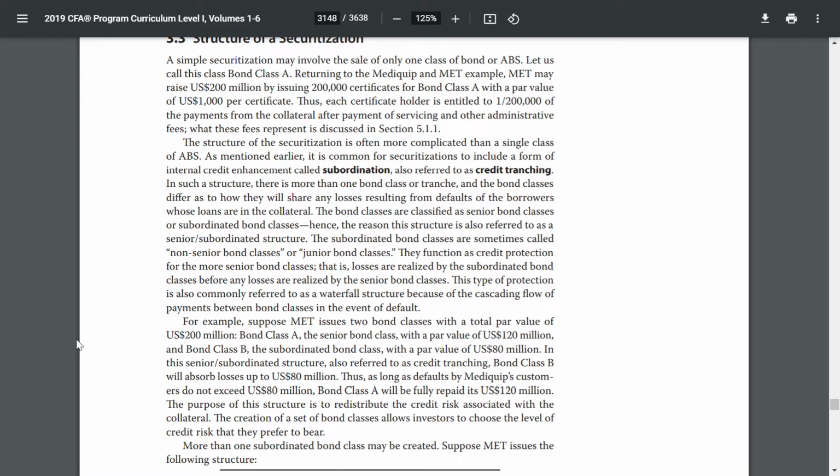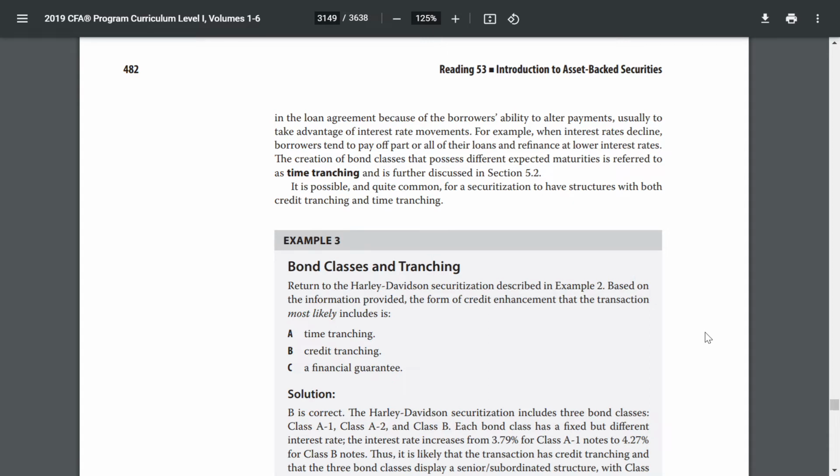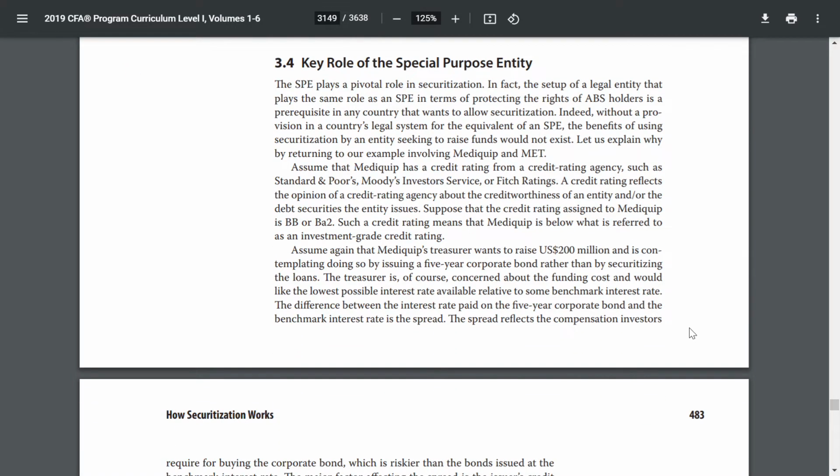The bond classes are classified as a senior bond class or subordinated bond classes. Hence, the reason the structure is also referred to as a senior or subordinate structure. The subordinate bond classes are sometimes called the non-senior bond classes or the junior bond classes. The creation of bond classes that have different expected maturities is referred to as time tranching, and is further discussed in section 5.2. It is possible and quite common for securitization to have structures with both credit tranching and time tranching.